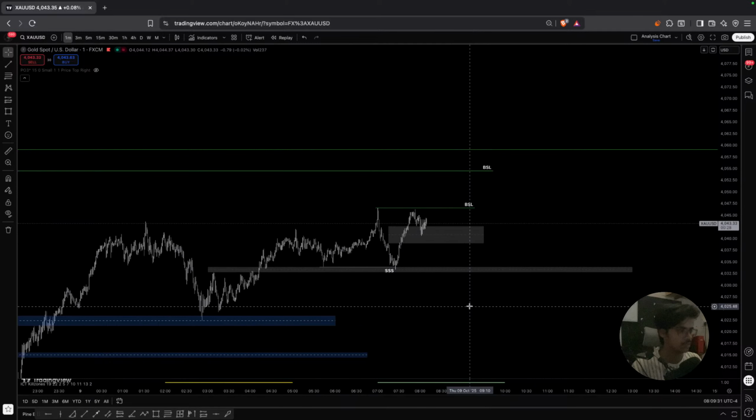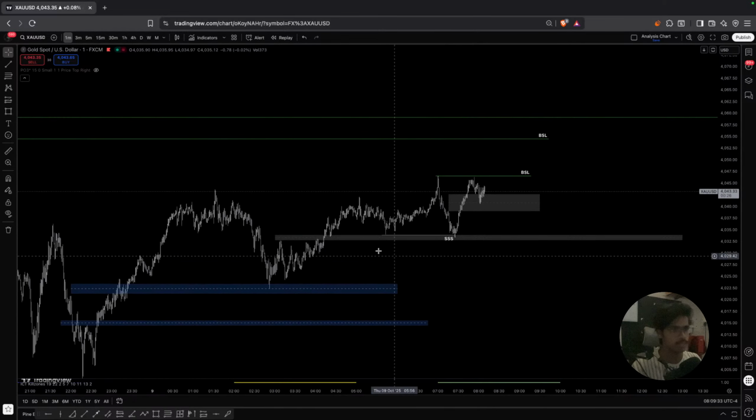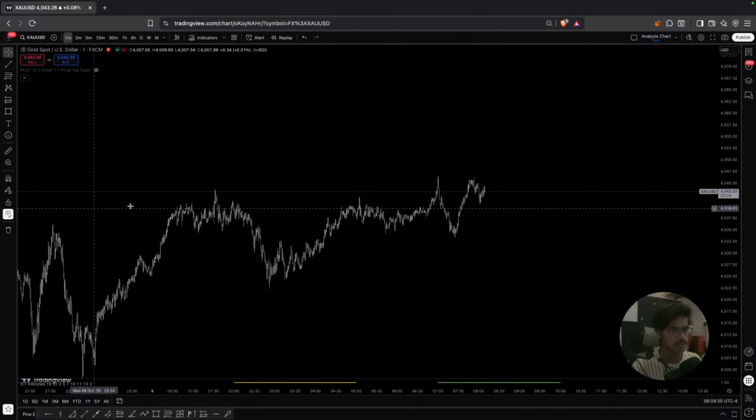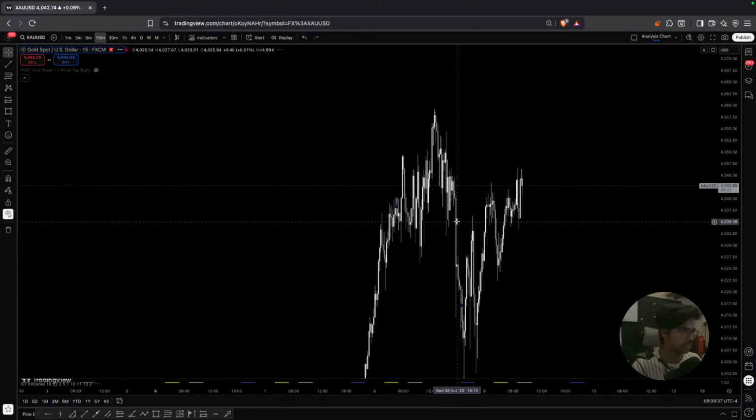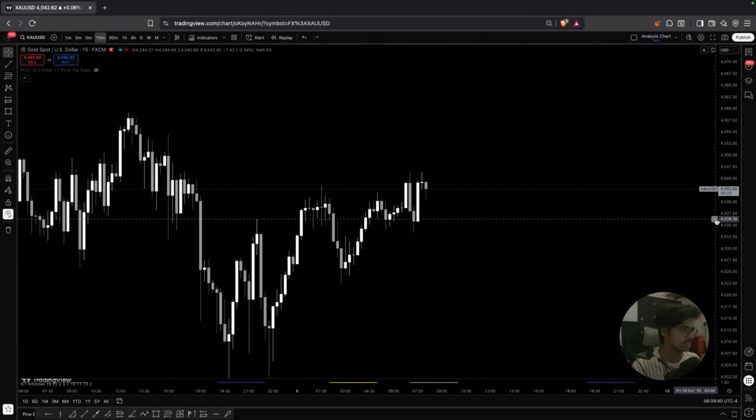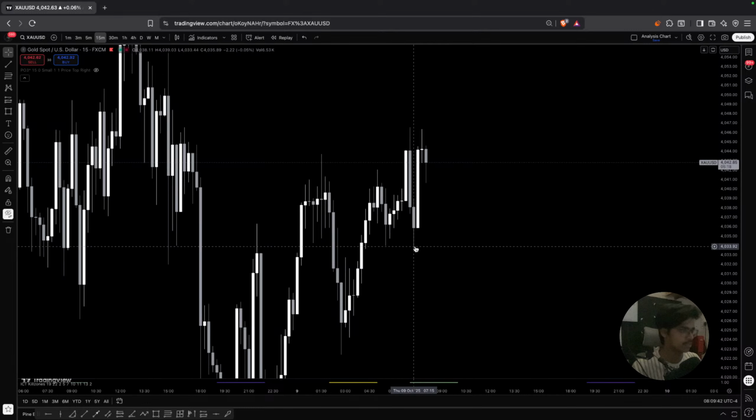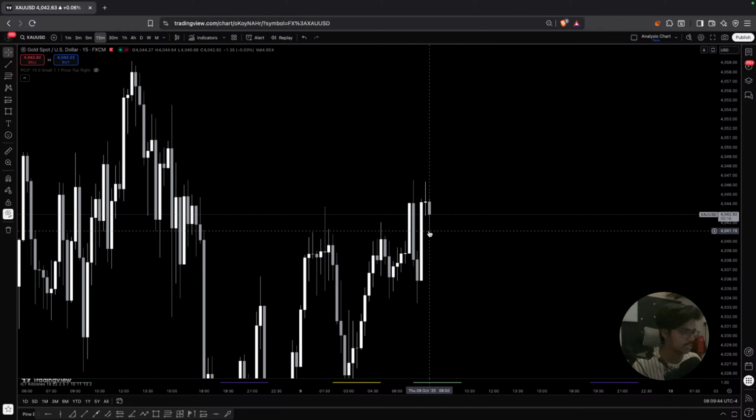Okay. So the market has been. Let me just delete everything. What if I just ignore everything and see the proper price action? What is the price action actually showing me? This has already been swept out. And the market is trying to reverse from this point.